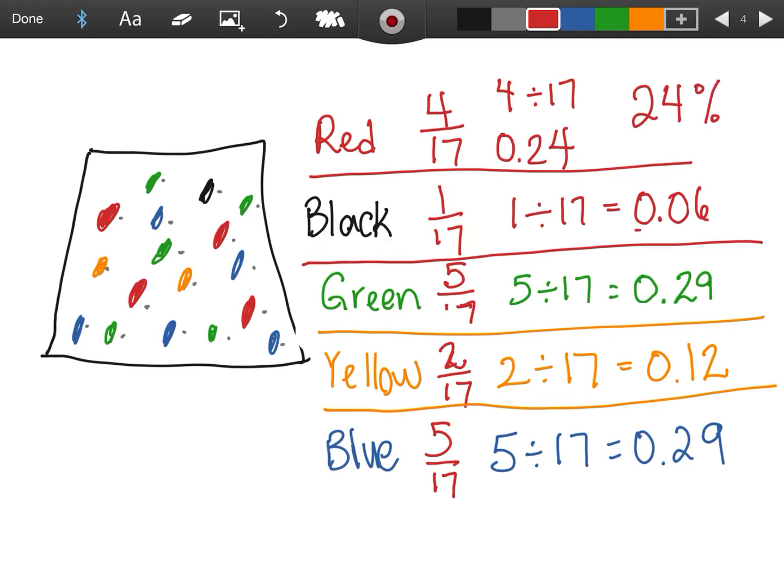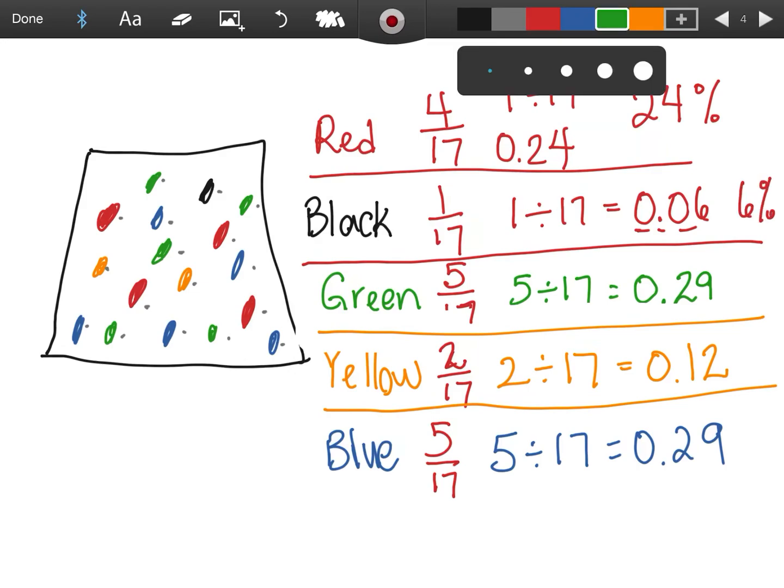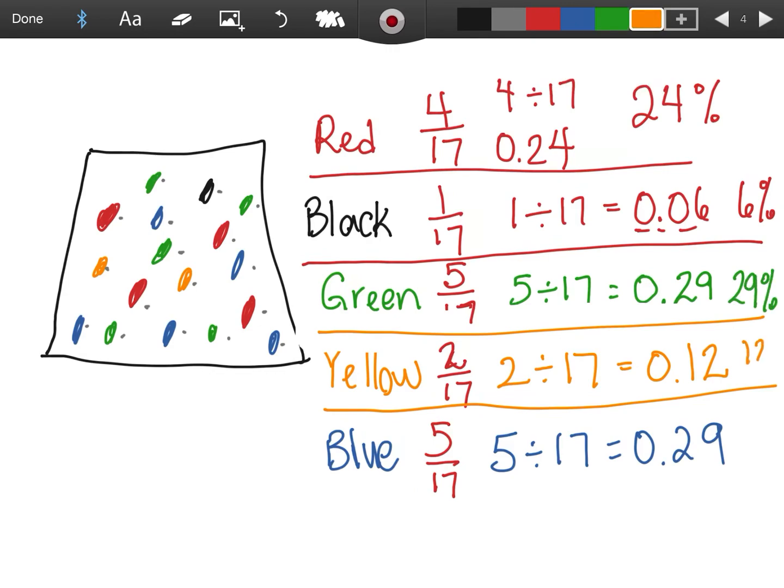This one here is that tricky one. We're going to erase that 0, that decimal, and get 6%. This one, we're going to erase our decimal and our 0, and we'll get 29%. This one, we'll erase that 0 and decimal and get 12%. And that last one, we'll erase that 0 and decimal and we'll get 29%.